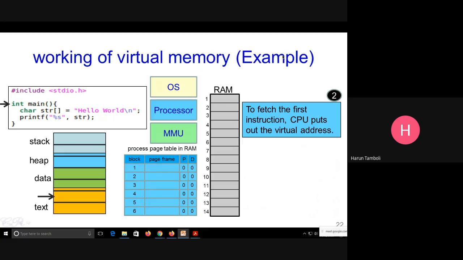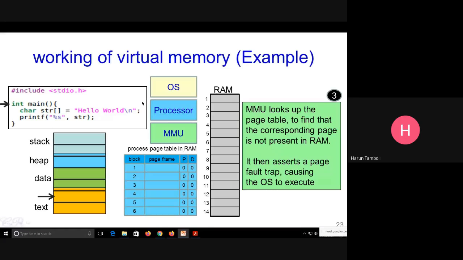Now, to fetch the first instruction, the CPU puts out the virtual address. This virtual address the processor will transfer to the memory management unit. The processor and MMU are hardware components in the memory management scheme, whereas the operating system is the software component. So the processor passes the virtual address to the MMU.